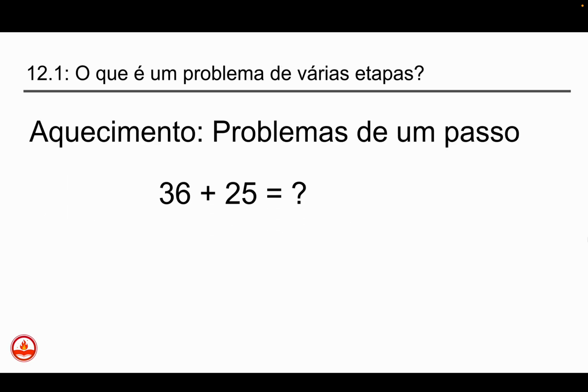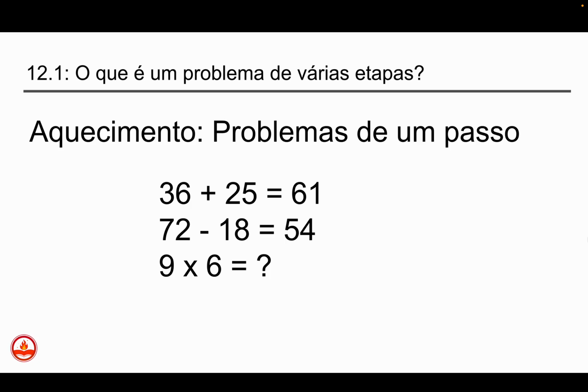Now, let's look at one-step problems. 36 plus 25 equals what? Yeah, 61. 72 minus 18 equals what? Yes, 54. 9 times 6 equals what? Yes, 54.